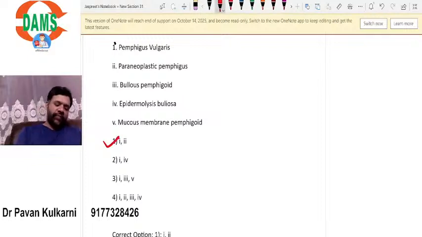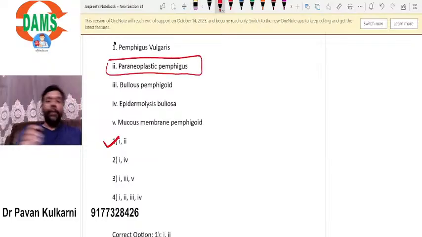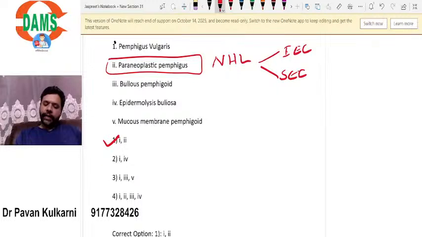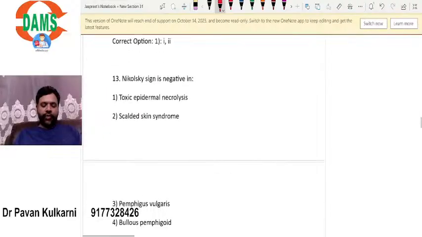Remember, paraneoplastic pemphigus is the one which is associated with a neoplasm. Usually it is associated with NHL, non-Hodgkin's lymphoma. And this paraneoplastic pemphigus has got both intraepithelial clefting (IEC) as well as subepithelial clefting (SEC). Please remember, it is the one which has got both the clefts. Okay, let us move to the next question.